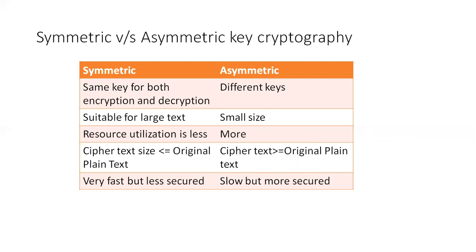And in the case of symmetric cryptography, whenever you convert plain text into ciphertext, the size is less than or equal to the original plain text. It is the opposite in the case of asymmetric. The size of the ciphertext is greater than or equal to the original plain text. Symmetric is faster but less secure. Asymmetric is slow, but it is more secure.